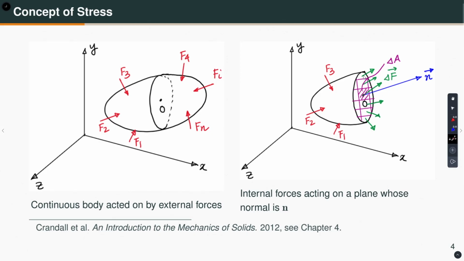Now, let us discretize this entire area into small segments. Let us consider one small segment which is centered around this point O. I am calling this area delta A, and the internal force in this small area is denoted by delta F. Note that delta F need not be in the direction of the unit outward normal. It could be oriented in any arbitrary direction.